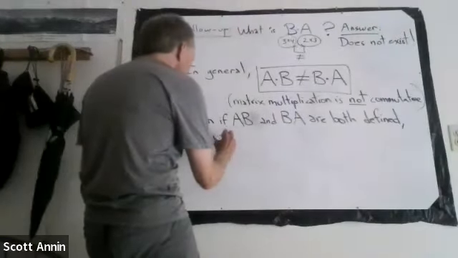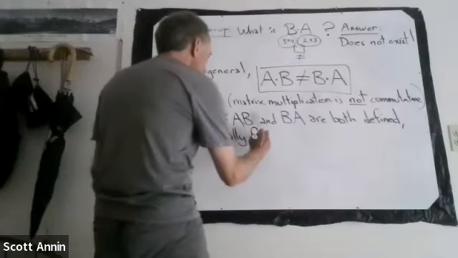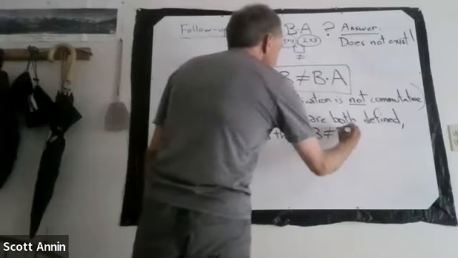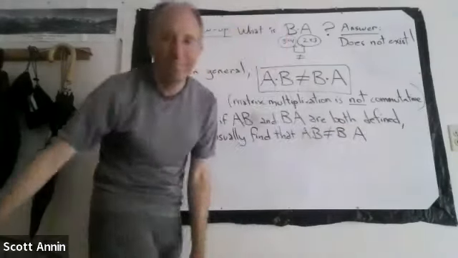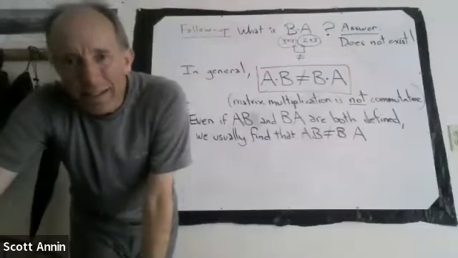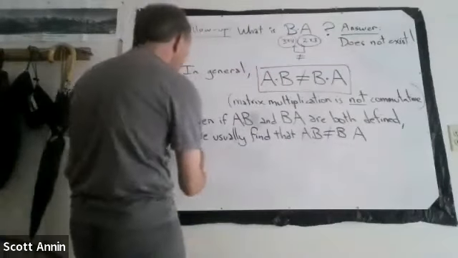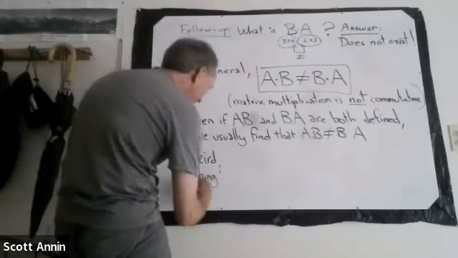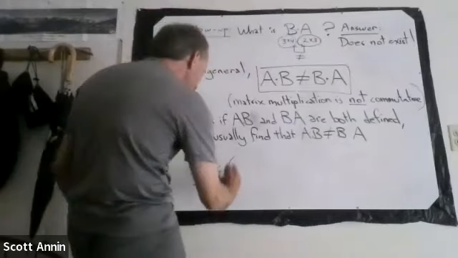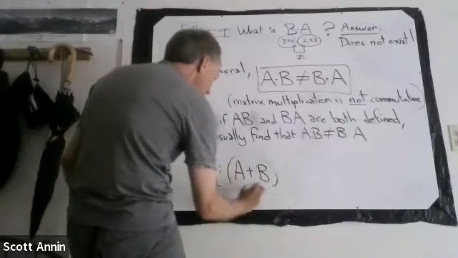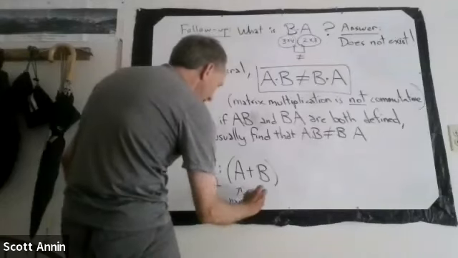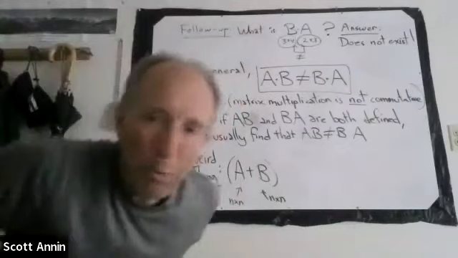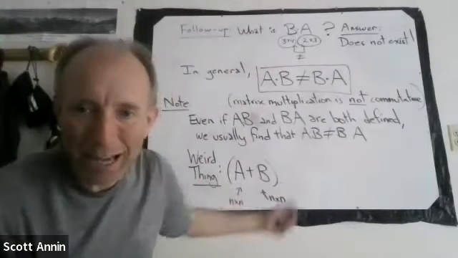We usually find that A times B does not equal B times A. This leads to some weird things that happen. Let me show you just one weird thing here, guys, to wrap up this video. Let's suppose that A and B were both n by n, and I decided to add them together. Okay, that's no problem. I can add an n by n matrix to an n by n matrix.